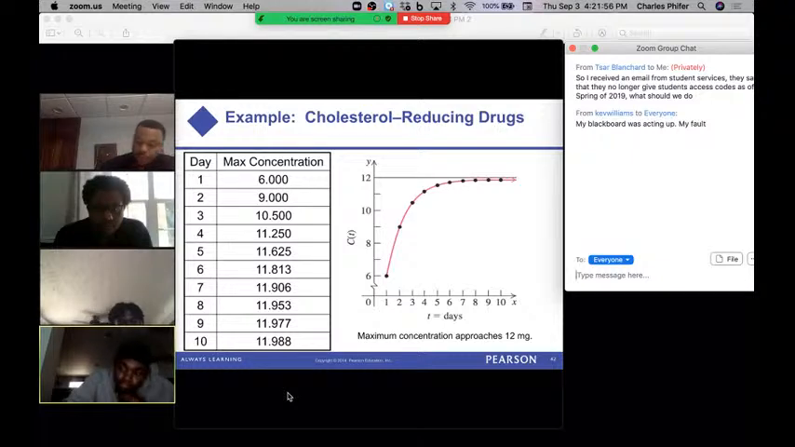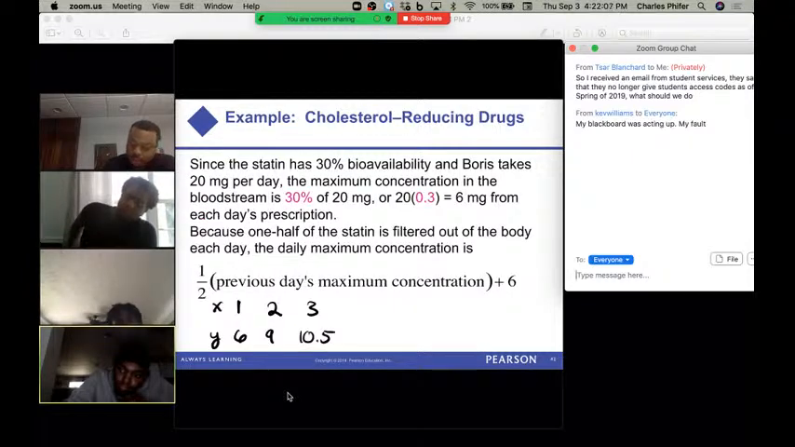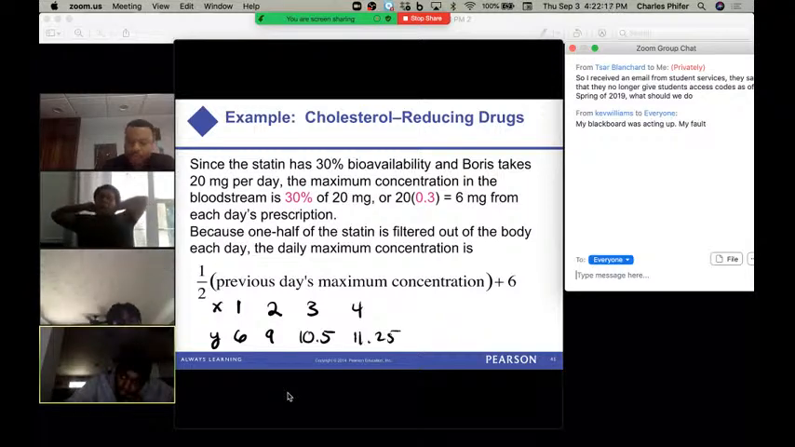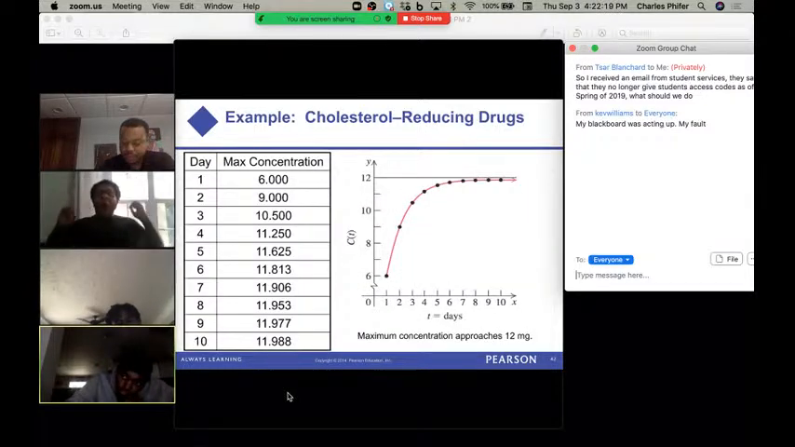Okay, but we were on our way. Day 1, the most he had was 6. Day 2 was 9. Day 3, we got to 10.5. If we just kept going, by day 4, half of the previous plus 6 is 5.25, so 11.25. So on and so on, half the previous plus 6. And we can see the 10 days and plot the ordered pairs.